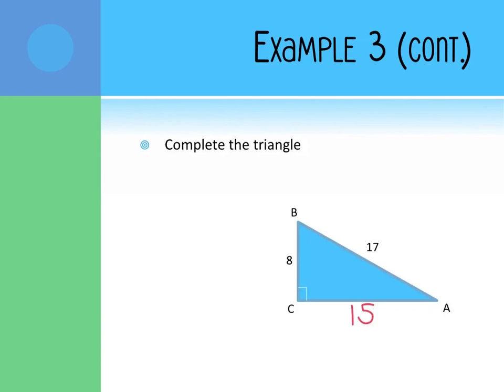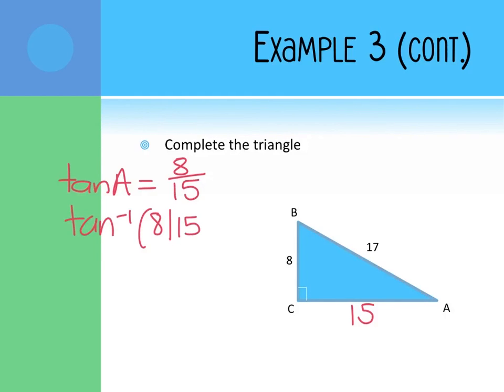Now, how could I find one of these angles? Think about what we just did. Do the opposite. So let's find the tangent of A, right? Let's start there. So the tangent of A would be what? 8 over 15. So then to find the measure of angle A, it's opposite over adjacent, correct? Yeah. Anytime I'm finding the angle, I'm going to do the inverse tangent, or the tan negative 1.